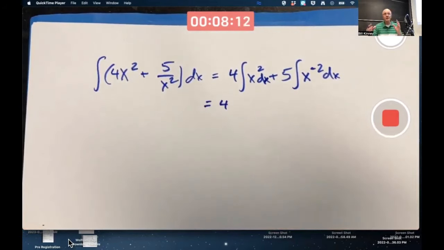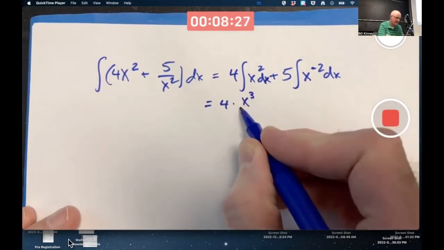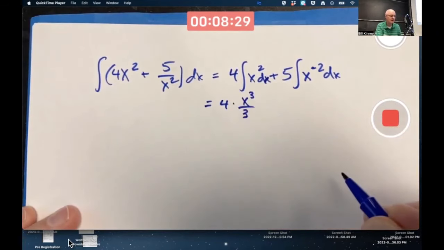You know, with the power rule for derivatives, you bring down the power, subtract 1 from it. You do essentially the reverse for integration. Add 1 to the exponent and divide by that number. The exponent's 2 here, so I add 1 to it. I get a 3 and divide by that same number, 3.